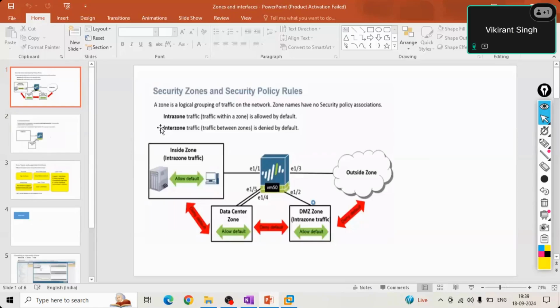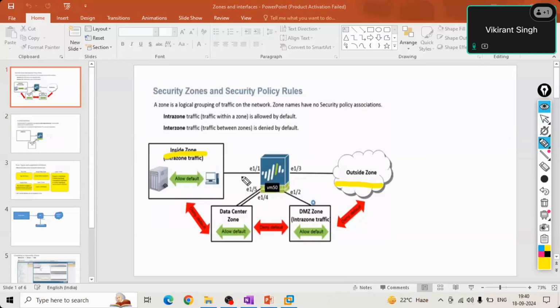So it is clear, right? Interzone traffic is not allowed. Intrazone traffic is allowed by default. Yes, we need to create security policies to allow the interzone traffic. You can see the outside zone and the inside zone, so there is a need for security policies to communicate the traffic.